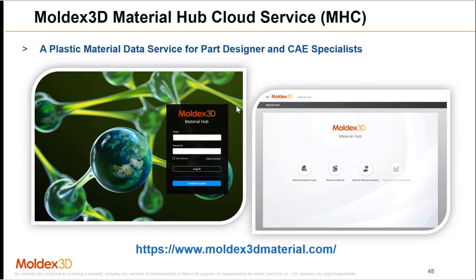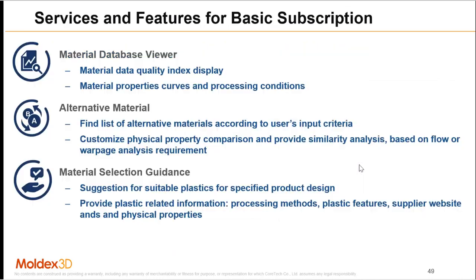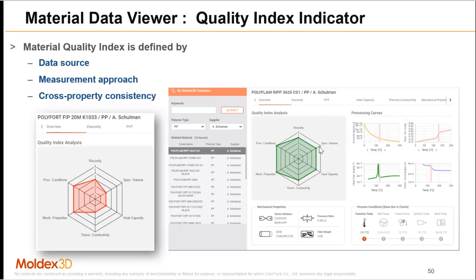So it's a very simple design. You just have the account and password, and you can log in, or you can try it yourself with the training account, and then you can try the service offered here. Right now in the first release, we have 3 major functions. First one is a material data viewer. Second is alternative material search. The last one is a material selection guidance.